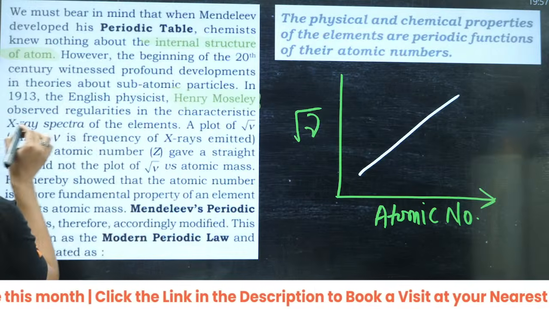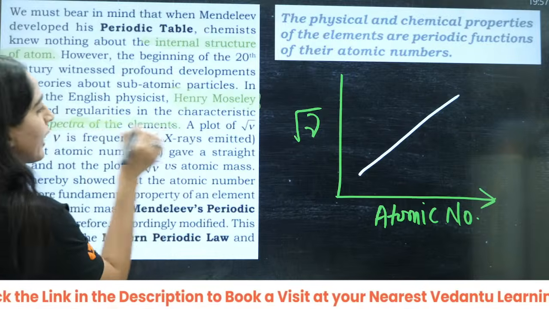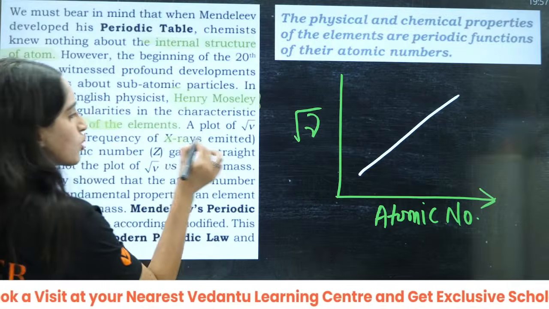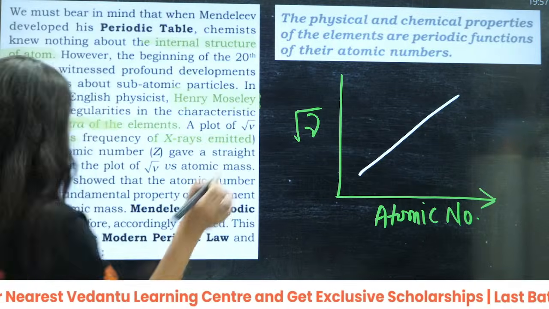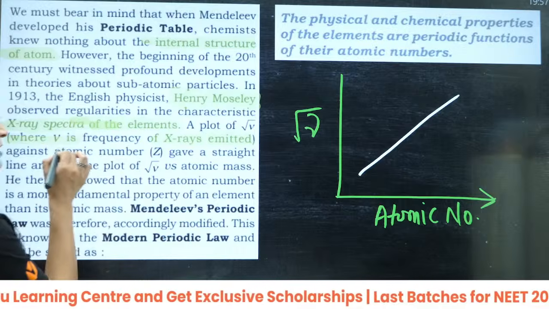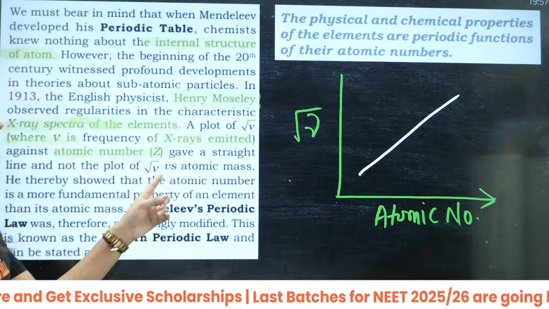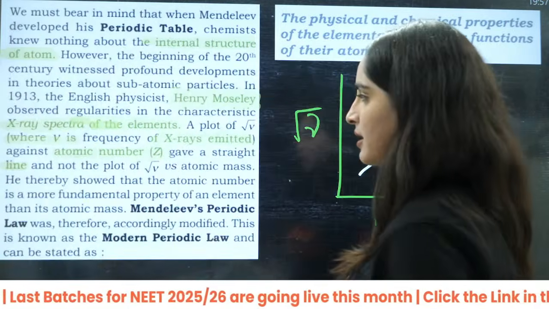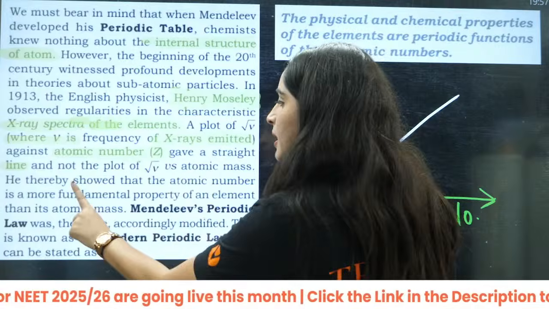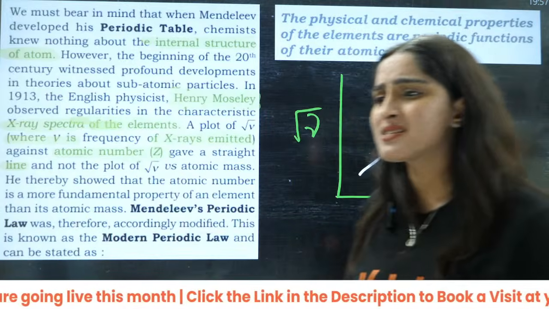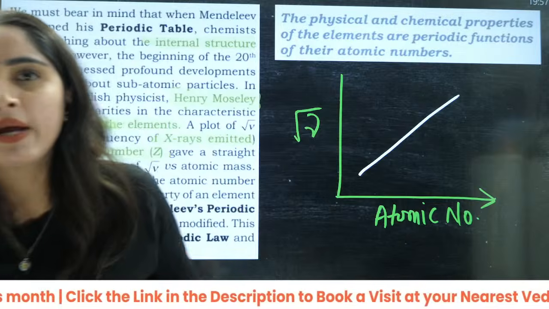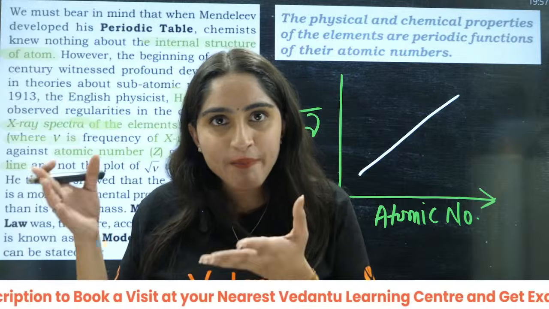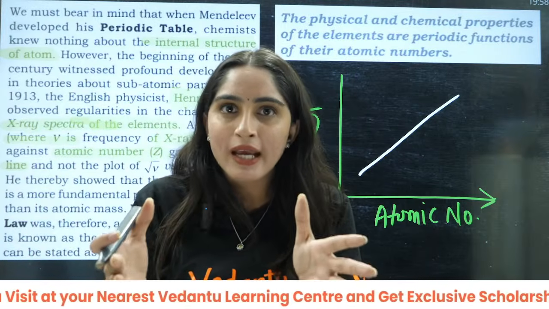Observe regularities in the characteristic X-ray spectra of the elements. A plot of the square root of ν, where ν is the frequency of X-rays, against atomic number, denoted by Z, gave a straight line, not the graph of frequency and atomic mass. He concluded that atomic number is a more fundamental property. He said, why are we talking about atomic weight, why are you not talking about atomic number? That is a better fundamental quantity to discuss.